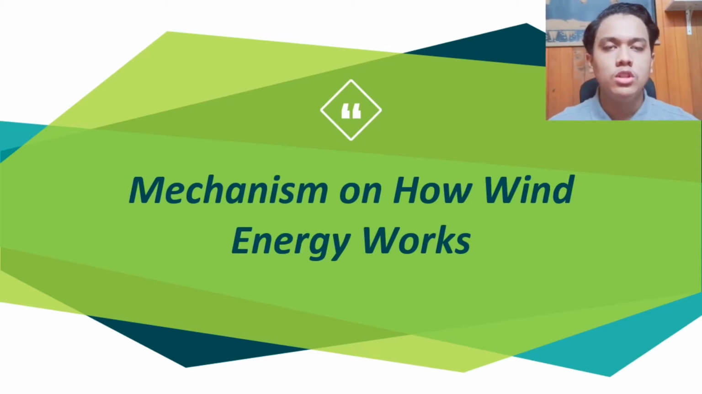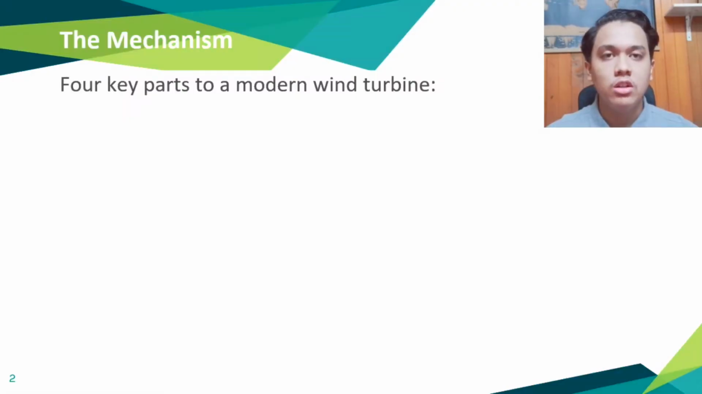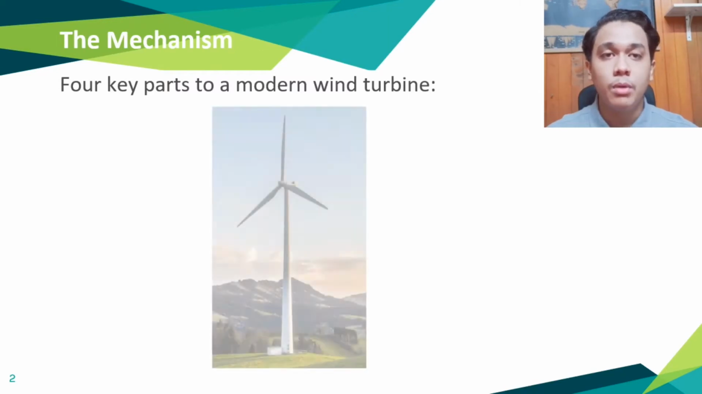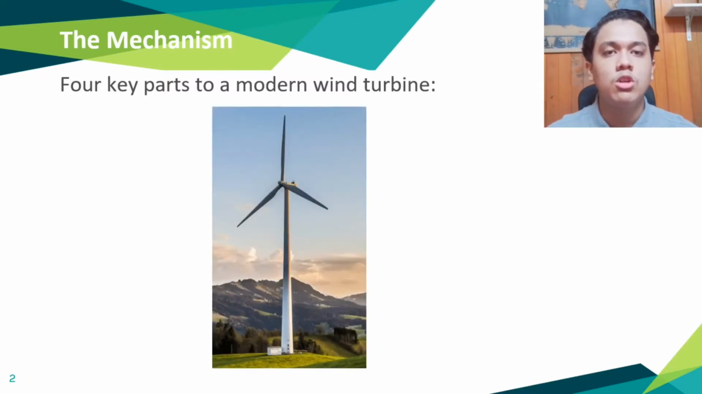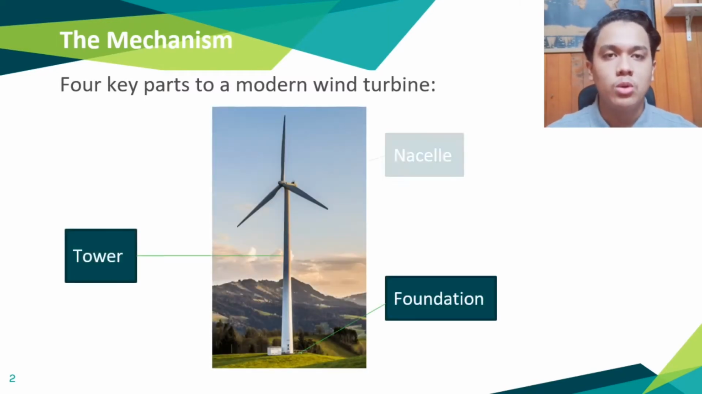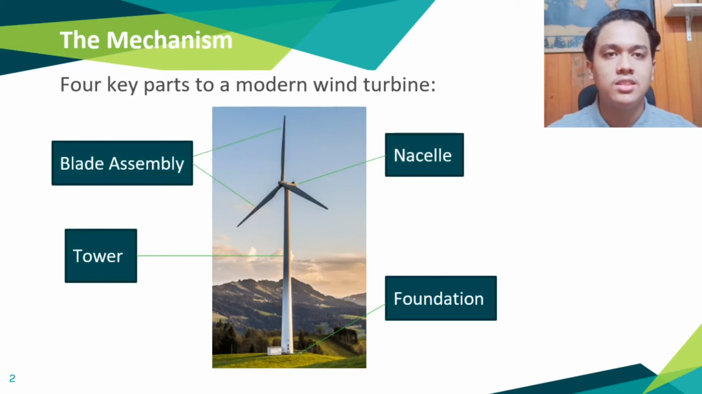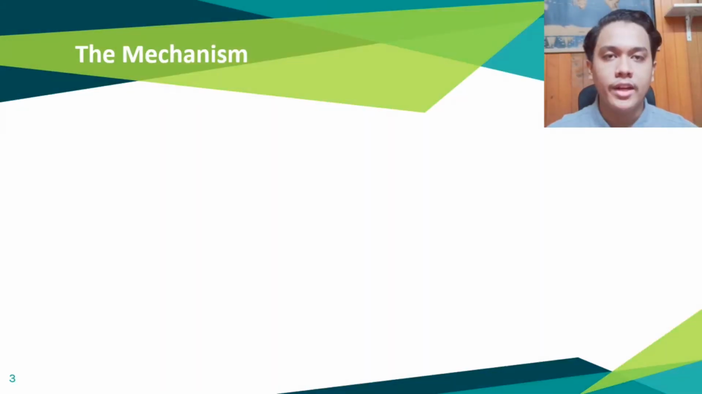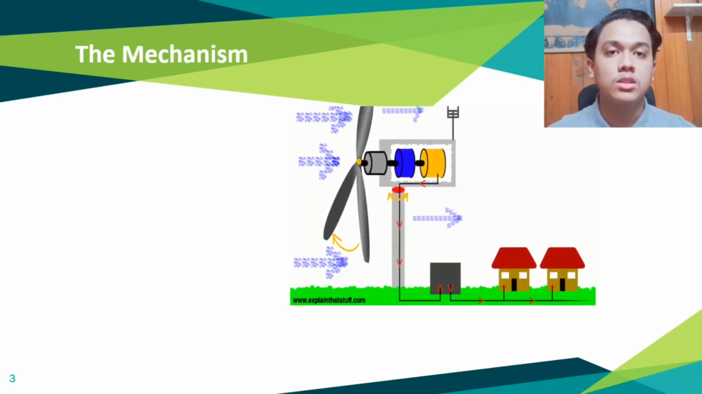So, I will continue the presentation as I will talk about the mechanism of how wind energy works. First of all, let me tell you about the four key parts of a modern wind turbine, which consists of the foundations, the tower, the nacelle, and the blade assembly. Alright, let's move on to our main point here, which is the mechanism of wind energy. Wind energy requires a wind turbine to generate electricity. So, how does a wind turbine work?